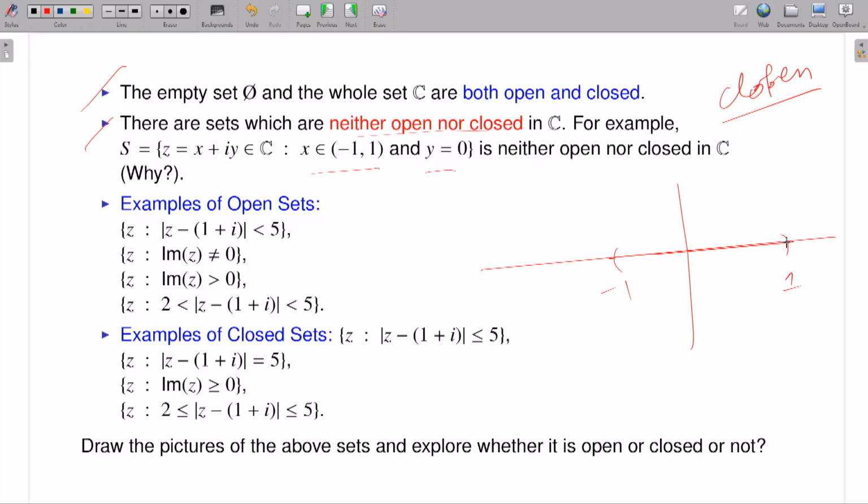Not open means what? That means I have to find a point inside the set, and that point, it is inside but it is not an interior point. Then I am saying that my set is not open. Okay, let me just see. So this is my set.